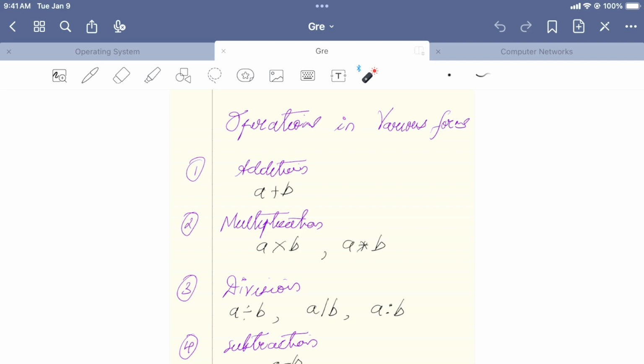Okay, so how do we represent various types of arithmetic operations? For addition, we basically use a plus sign. For multiplication, we can use a cross. Division is represented by either a single slash or a colon. So remember, colon also stands for division in GRE. Subtraction is a minus b. Division can also be written as a divided by b.